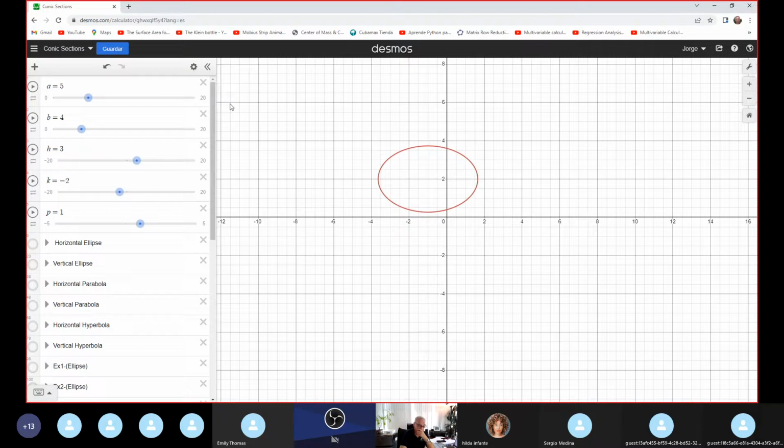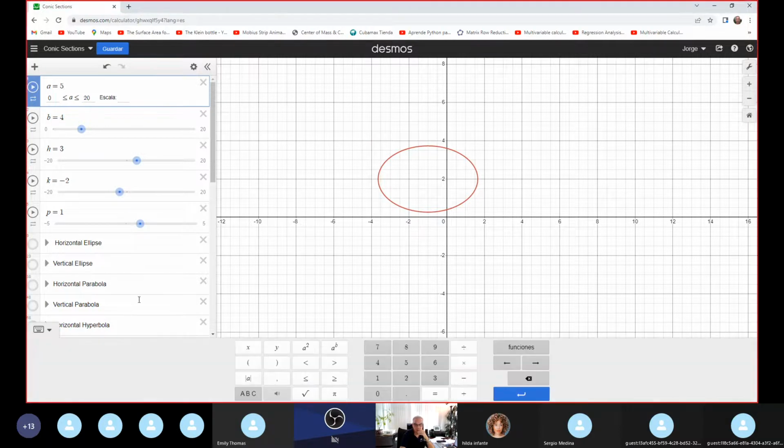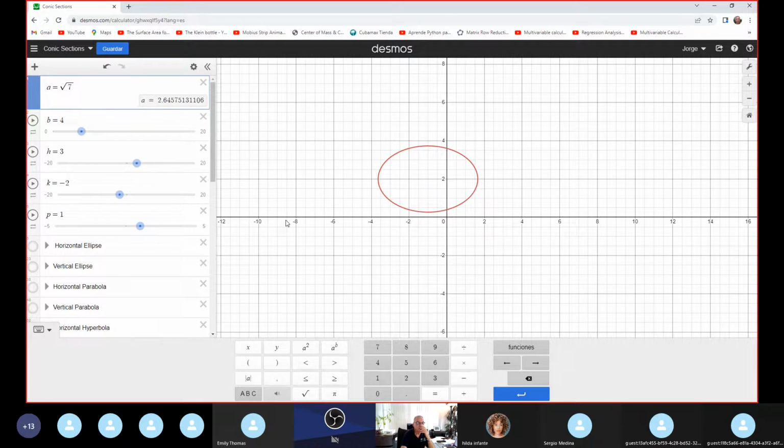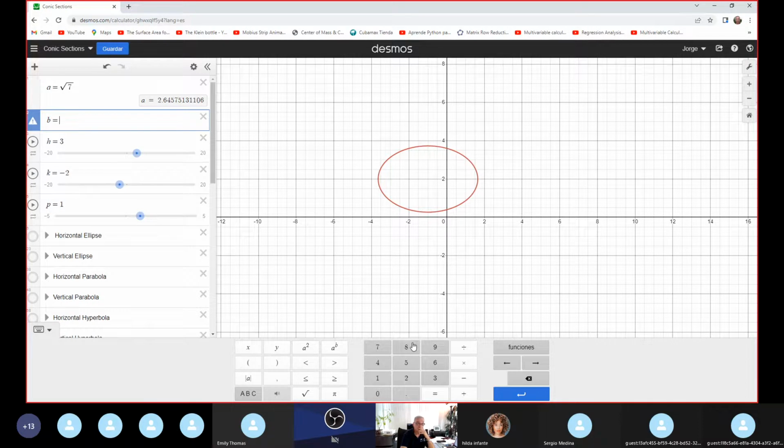In this case, a is radical 7. How do you put radical 7 here? The fantastic way: you use the keyboard to delete that number here, and you put square root 7. And automatically they put the fantastic approximation using a lot of digits of radical 7. Likewise, b is radical 3.